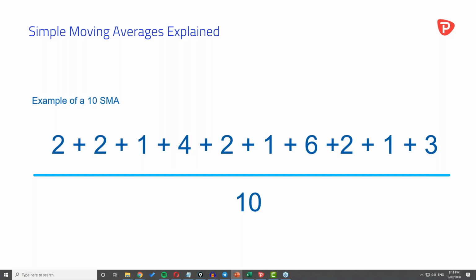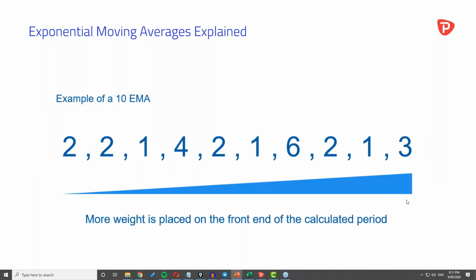Sure. So the simple moving average is just basically the average of the periods that you're looking at. So as you can see here, a 10-period moving average just basically adds up the previous 10 bars or candles and gives you the average of that. So that's a simple version. The other moving average that we talk about is an exponential moving average, which is an EMA. So the EMA actually adds more weight to the end number. So you can see here, the sliding scale is basically giving a lot more weight to the 3, the 2, the 1, and the 6 than it does the 2, 2, and 1 and 4 at the start.